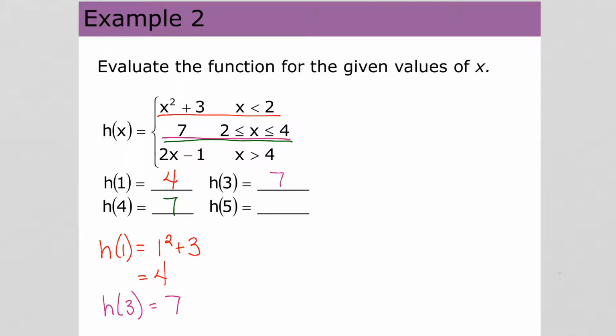And then h of 5. Where's 5 defined? Is it less than 2? No. Is it between or including 2 and 4? No. Is it greater than 4? Yes. So h of 5 goes into 2x minus 1. That's 10 minus 1, or 9.